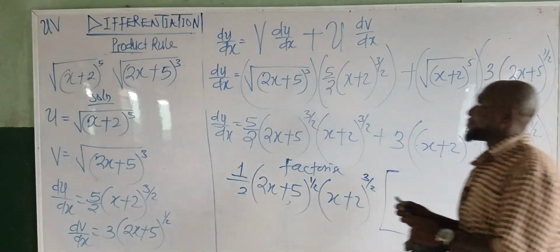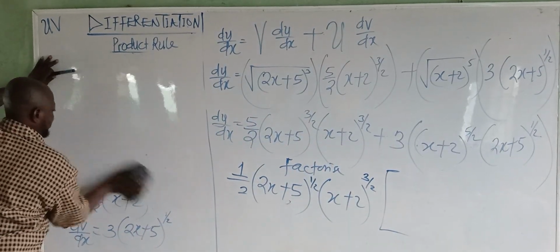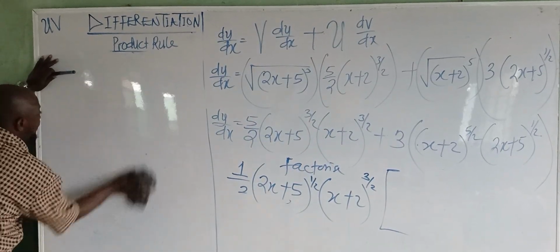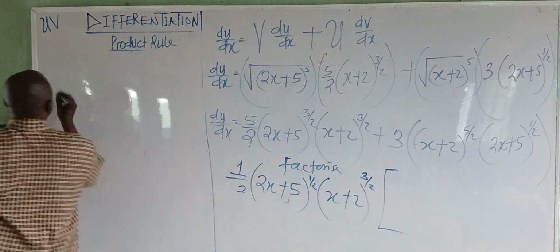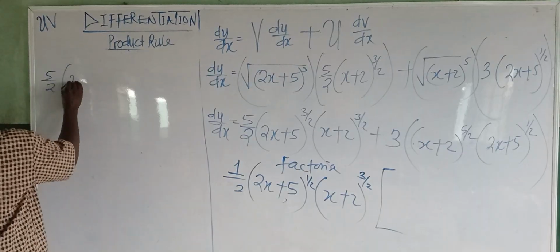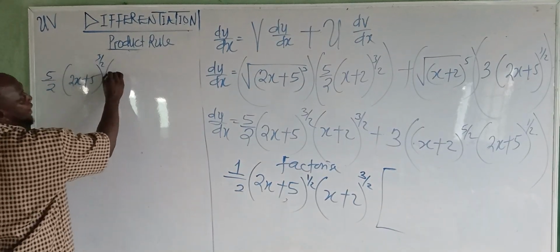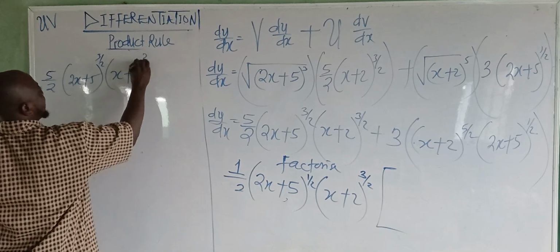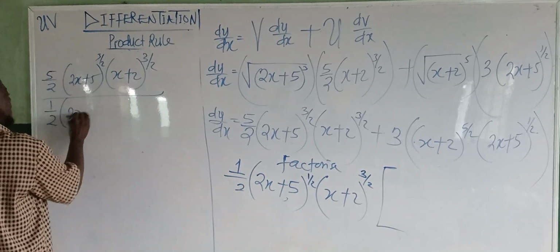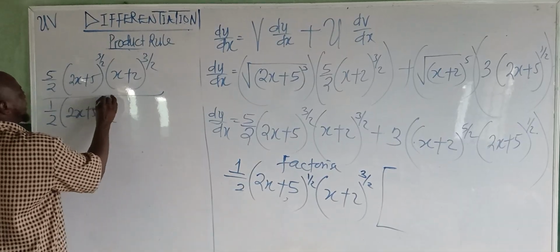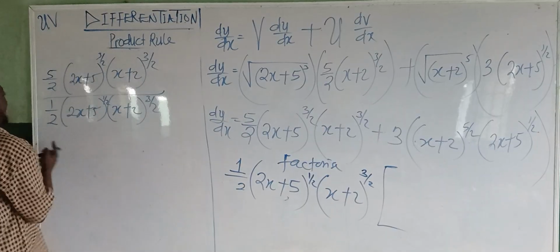Now let's divide these values quickly. I will take all of this one and divide it by this value. So I have 5/2 (2x + 5)^(3/2) and then here is 3/2, (x + 2)^(3/2), divided by this value. I'm having this (2x + 5)^(1/2), then here I have this value, then 3/2. First, now let's start with the first one.